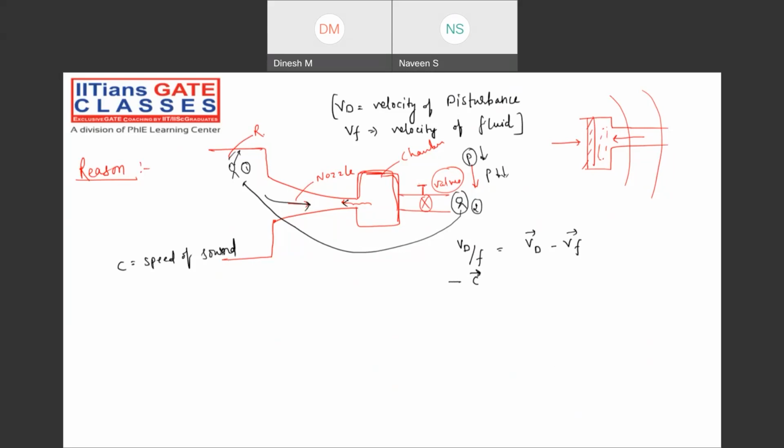Remember. Now, what about the velocity of disturbance? That we need to calculate. My dear friend, what is the velocity of the fluid? At this section, Mach number will be equal to 1. The velocity of fluid will be what? Speed of sound. This will cancel out. Velocity of disturbance will be 0. What will happen, my dear friend?